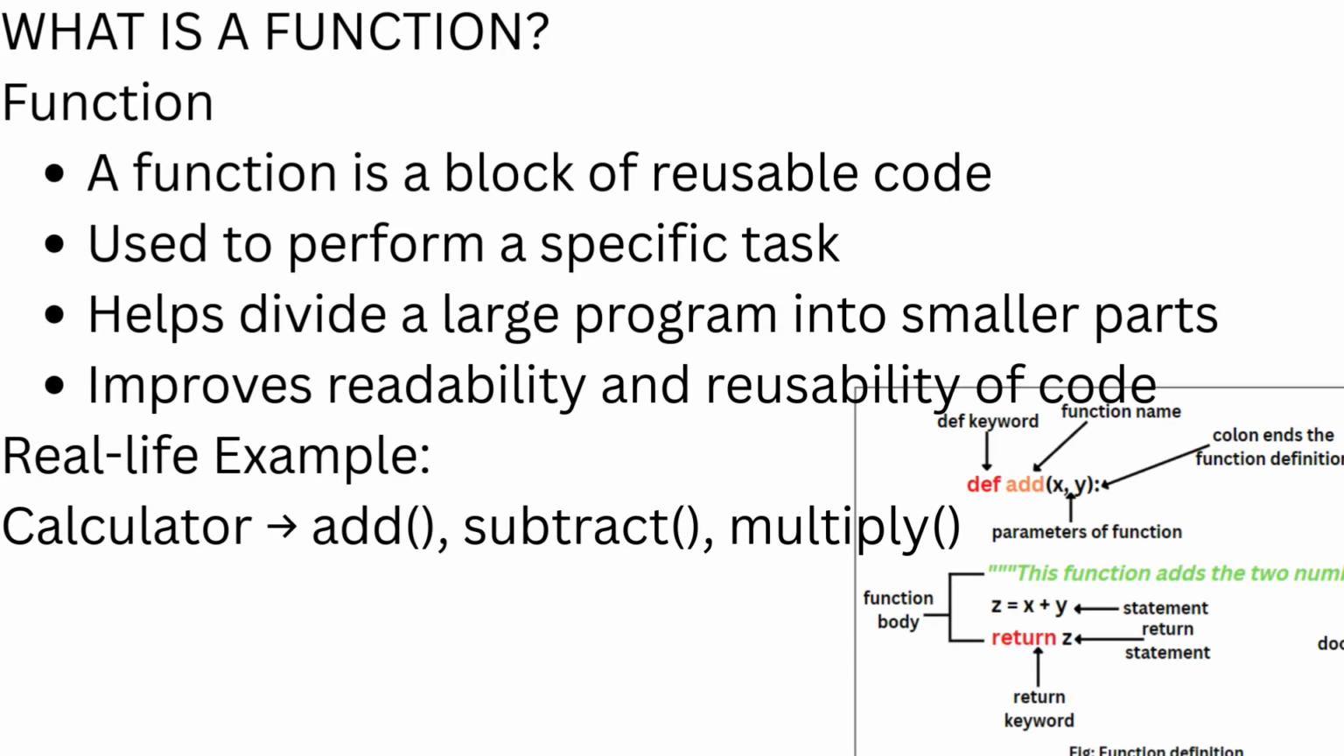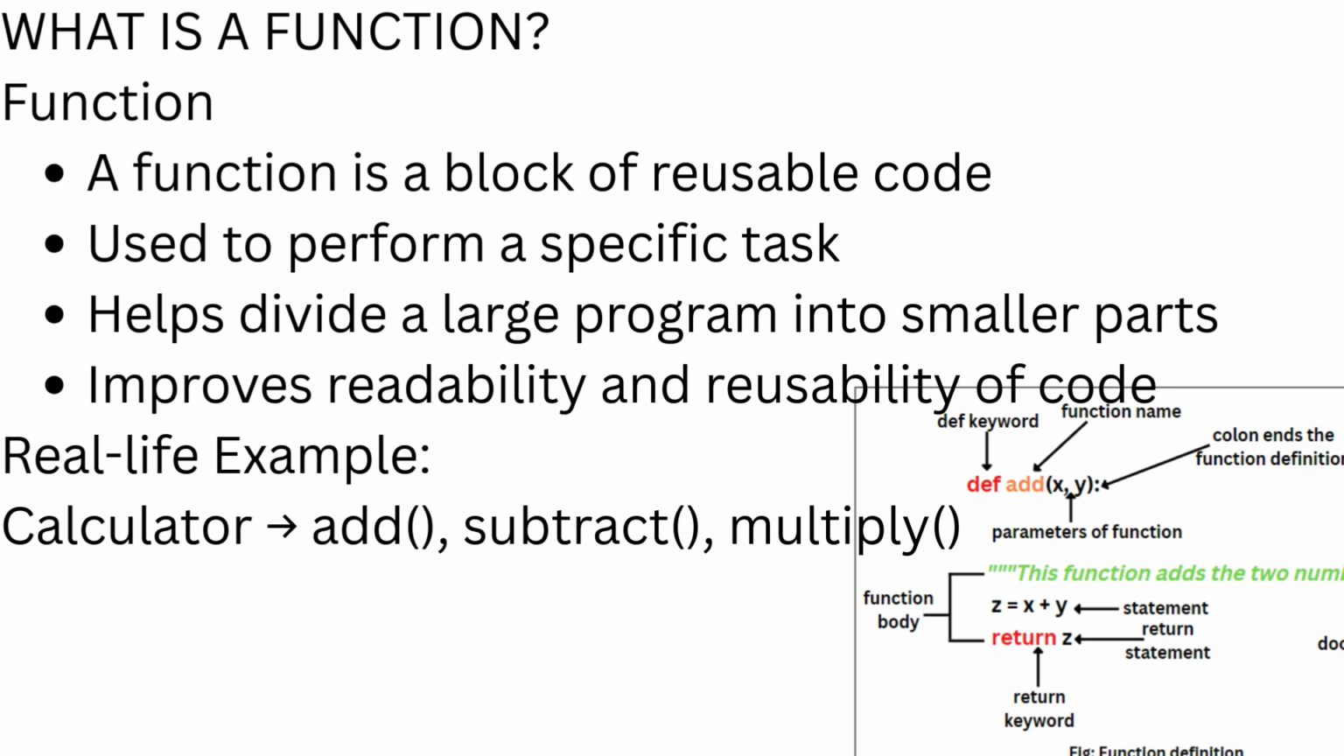A function in Python is a block of code that performs a specific task. Instead of writing the same code again and again, we write it once inside a function and reuse it whenever needed. Functions help us divide a large program into smaller and manageable parts. This makes the program easier to understand, debug, and maintain.